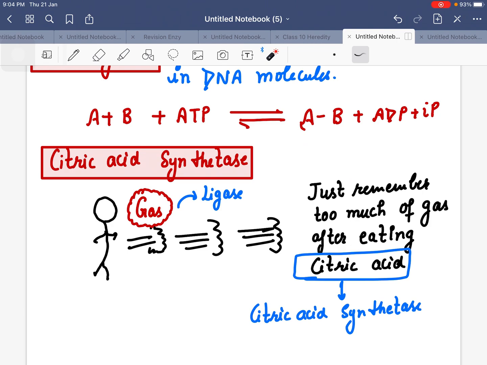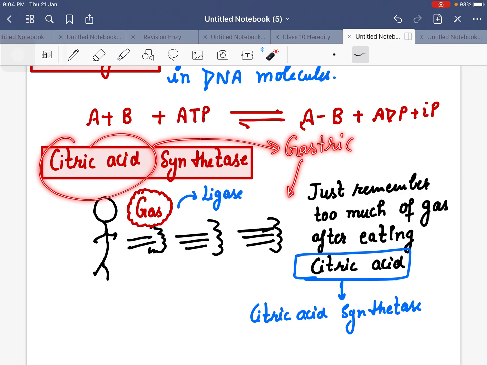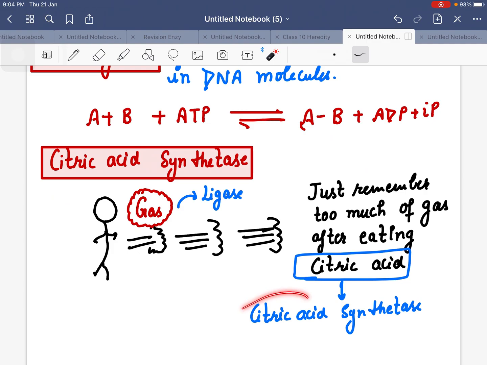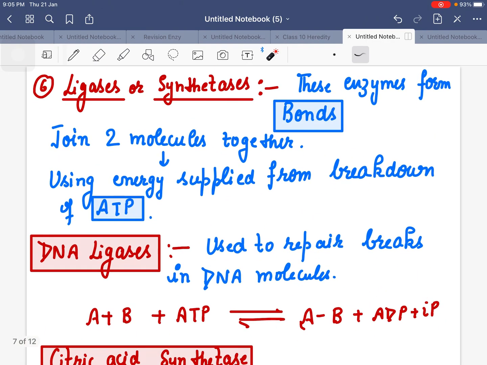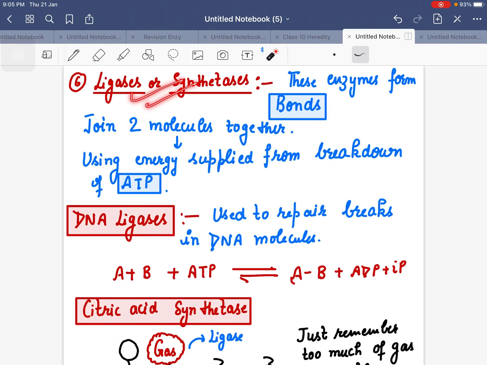So citric acid synthetase, usually what happens is, when you consume a lot of citric acid you may sometimes feel gastric problems, right? So from gas you can remember that citric acid synthetase is an example of ligases or synthetases, as well as you can mention in your exam DNA ligases. Just remember, like a Fevicol, they form bonds. So this is all about your classification of enzymes.